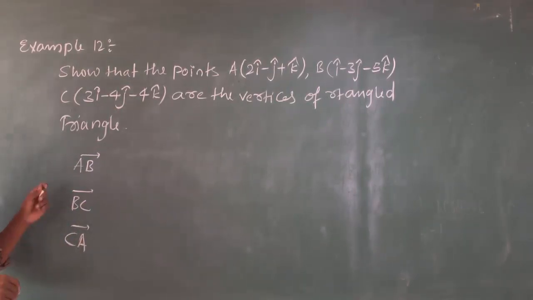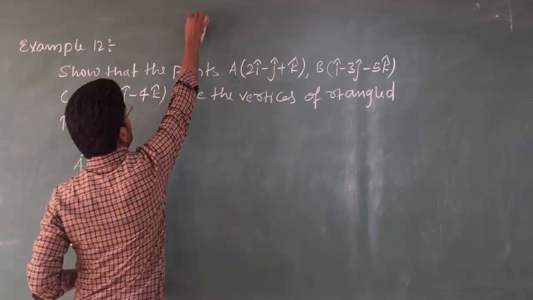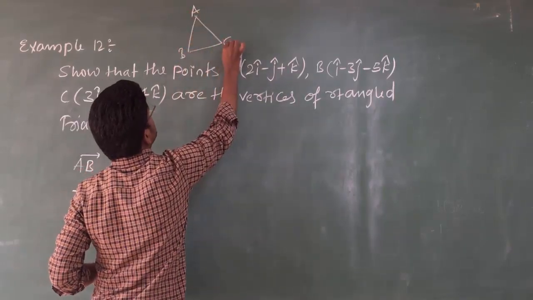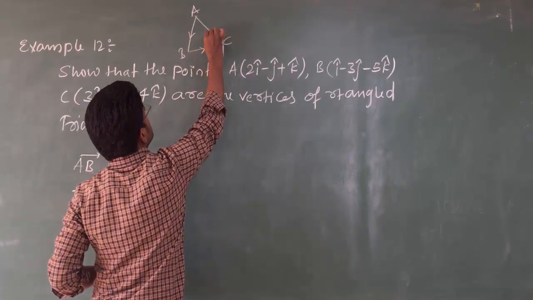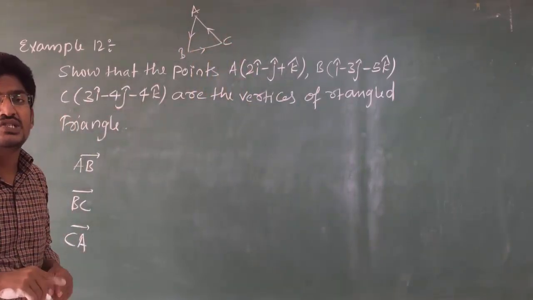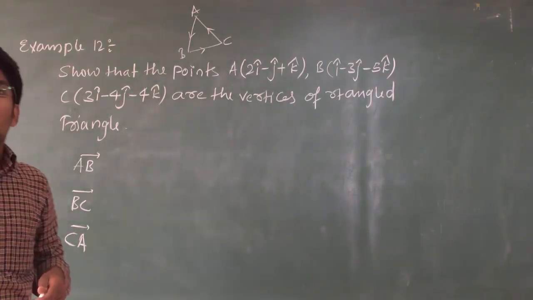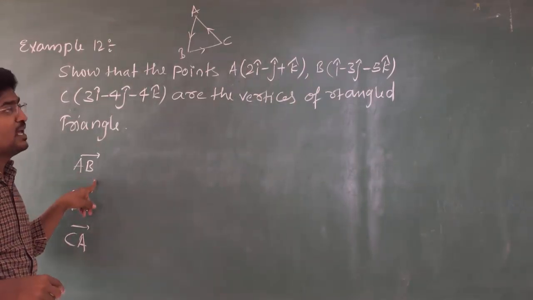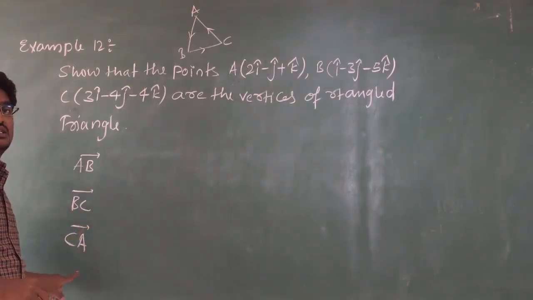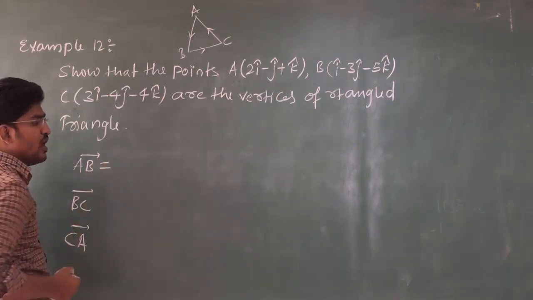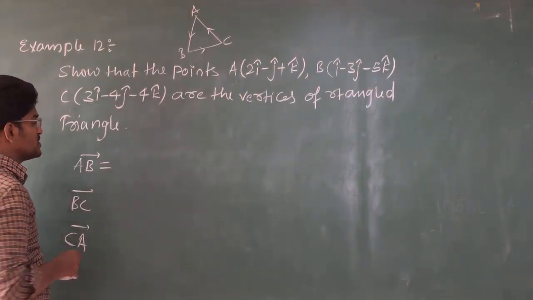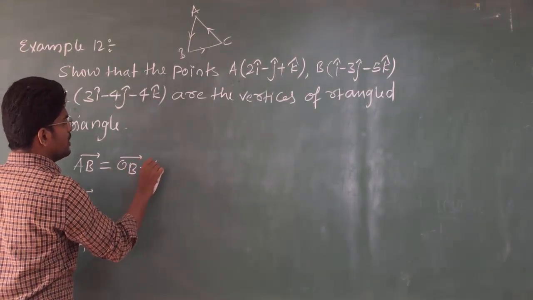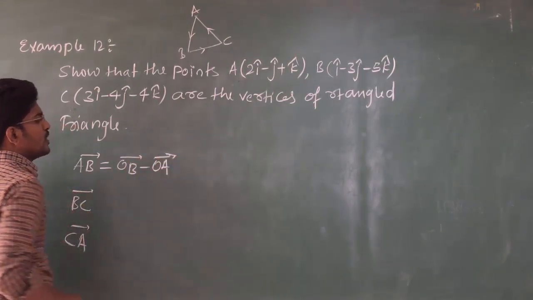Why we have to find these three: for any triangle, if this is A, this is B and this is C, then AB, BC, CA will be the completion of the path of the triangle. So that's why you have to find AB, BC and CA. What is the AB formula? Please go through the previous classes very carefully. AB vector is nothing but vector OB minus vector OA.